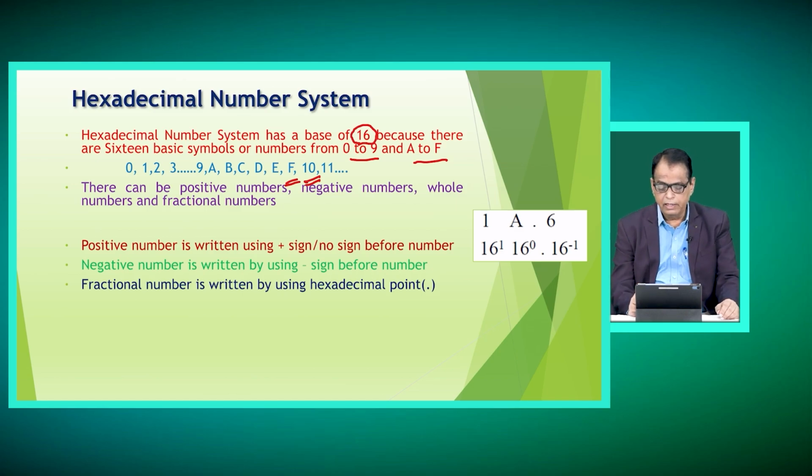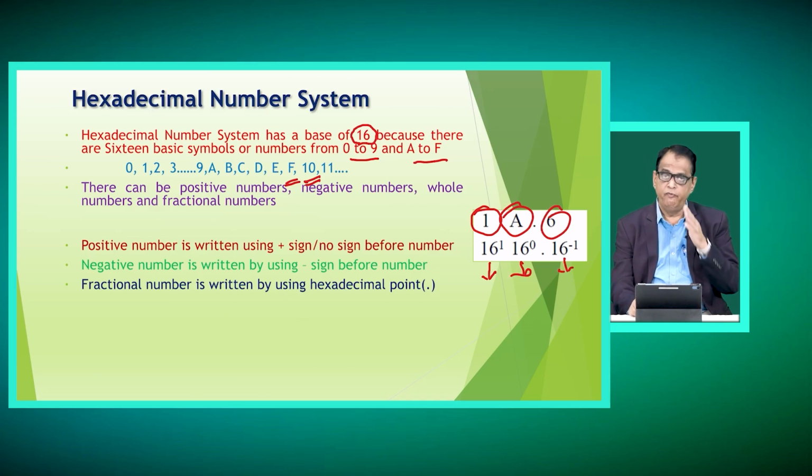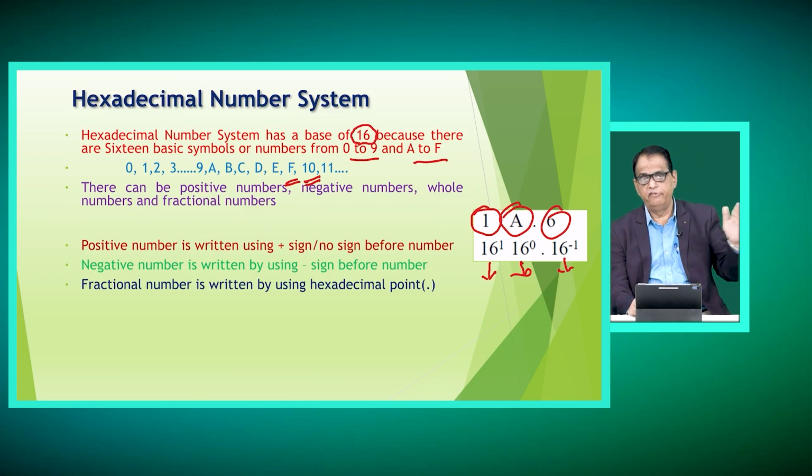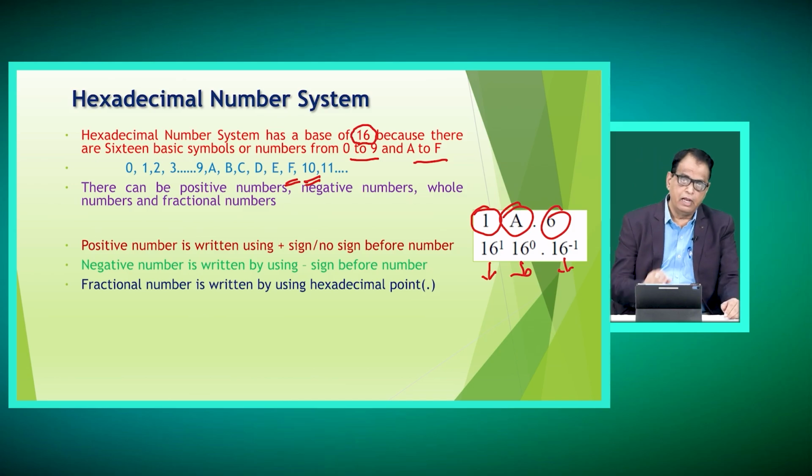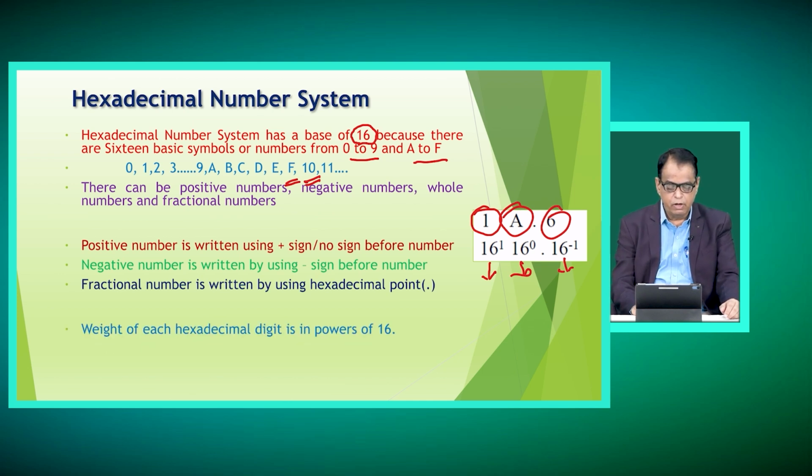So here you will find that when I write this number, this 1 has a weight of 16 to the power 1, this A has a weight of 16 to the power 0, and this 6 has a weight of 16 to the power minus 1. So the weight is in powers of 16. From the fractional point to the left-hand side the weight goes on increasing, and to the right-hand side the weight goes on decreasing in the hexadecimal number. So every digit will have a weight in powers of 16.